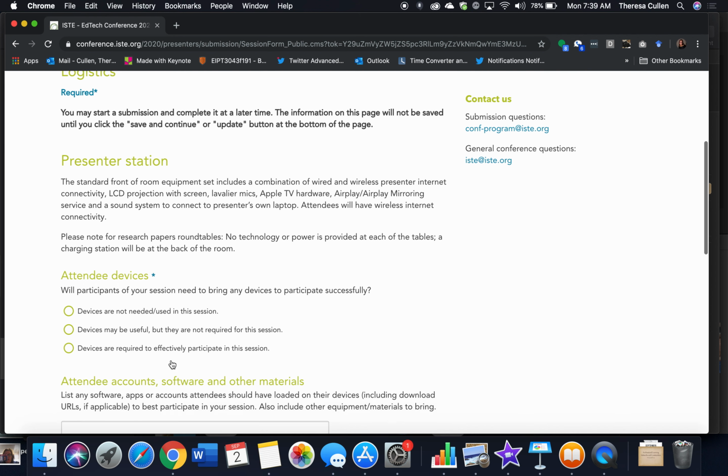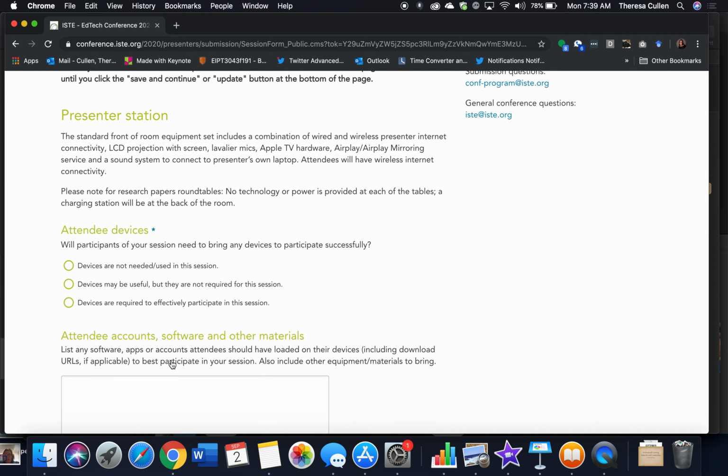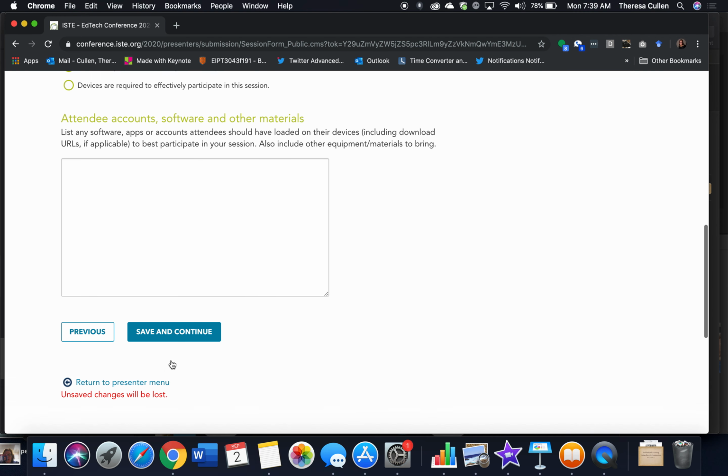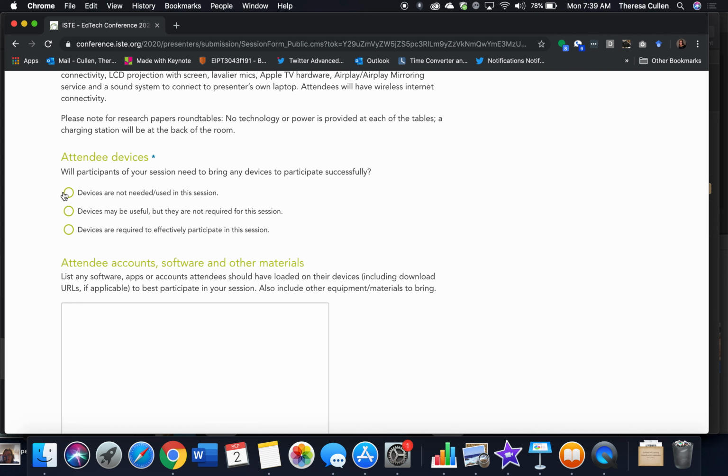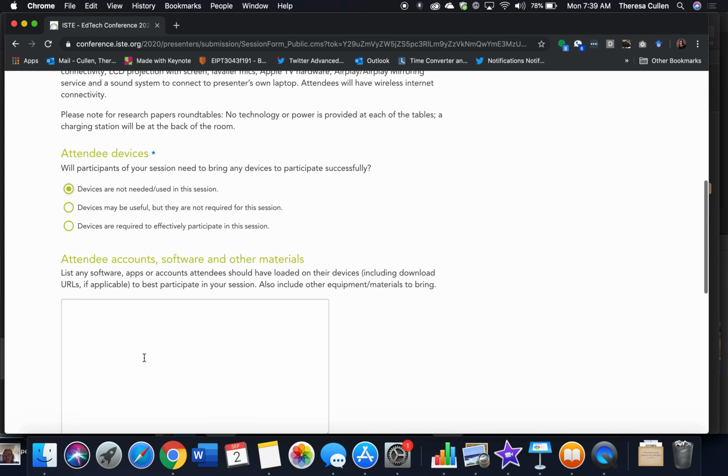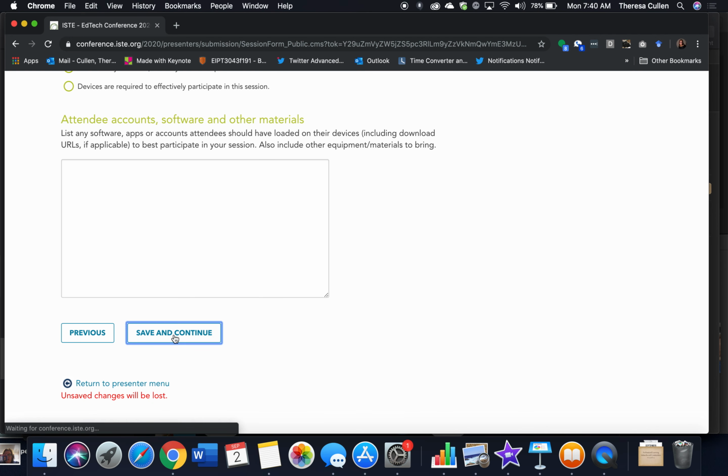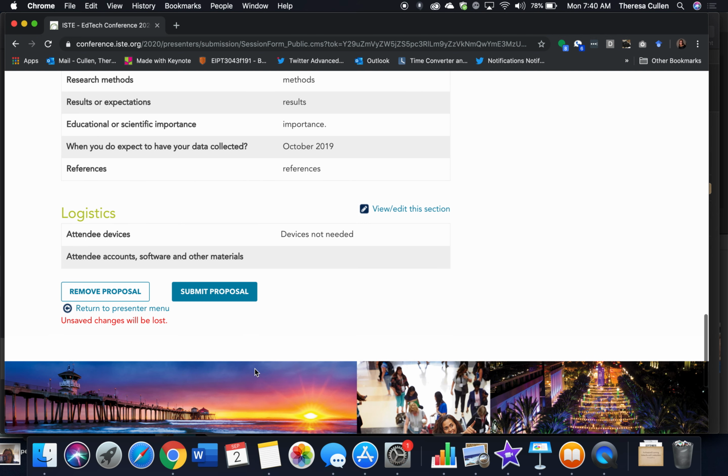And then it's going to ask you what you need as far as devices. Do they need to have certain accounts? That sort of thing. And so I'm going to say devices aren't going to be used. They don't need any certain accounts. I'm going to click on to continue. And then you can check everything and make sure it's right, or you can submit the proposal or remove the proposal.